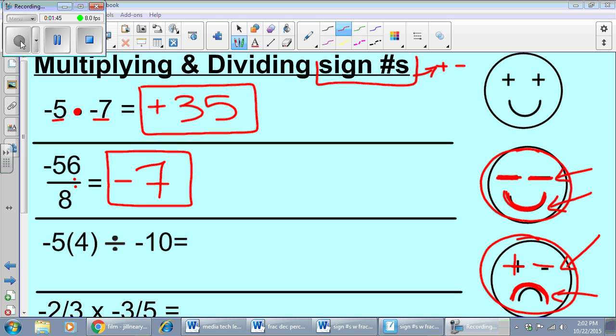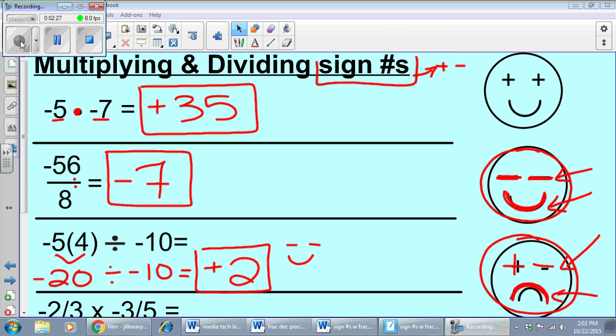Dropping down to the next one, I have multiplication here because a number pressed right up against the parentheses with no operation signals multiplication. And then I have division. According to PEMDAS, or order of operations, if I have multiplication and division in the same problem, I will go from left to right. So I'll start with my multiplication over here. -5 times 4 equals -20 because I'm multiplying with different signs. Then I'll bring down the rest of the expression divided by -10. And now I'm dividing 20 divided by 10, which equals 2. And I had a negative divided by a negative, which would give me a positive because when I'm asleep, I am happy. So the final answer in this one would be +2.